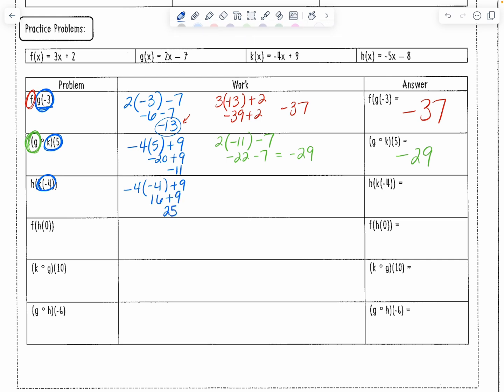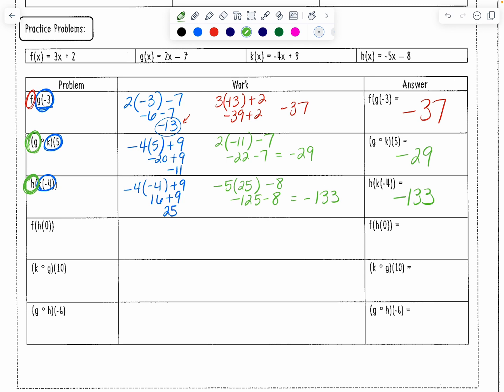Now I'm going to take that answer and plug it into the h function here. I look up here, and the h function's all the way on this end. So I'm going to plug 25 in for x. So I have negative 5 times 25 minus 8. We get negative 125 minus 8, which gives me negative 133.